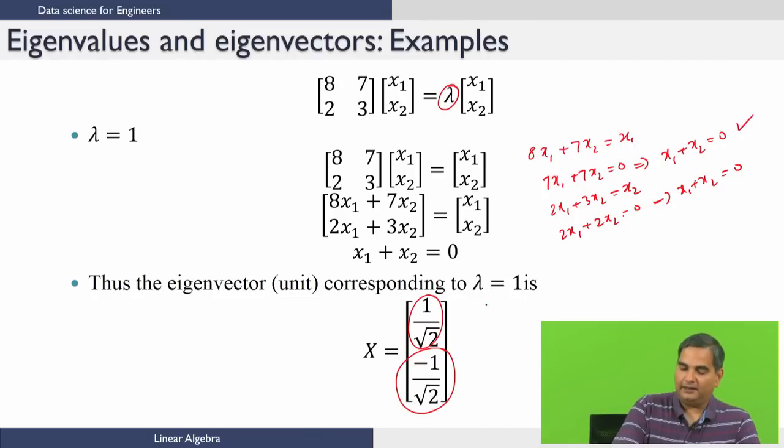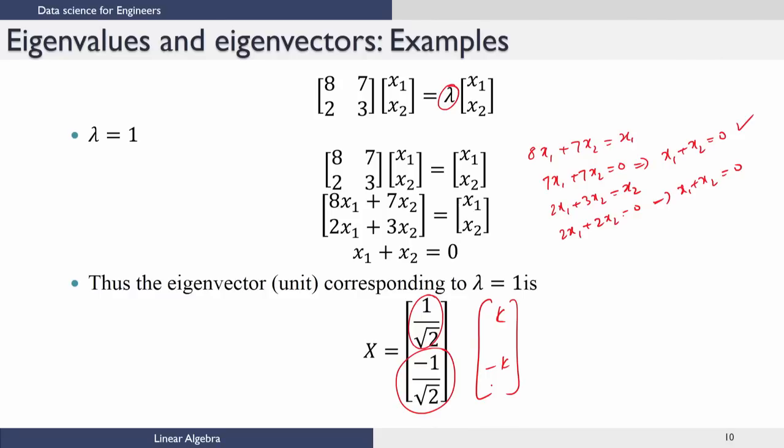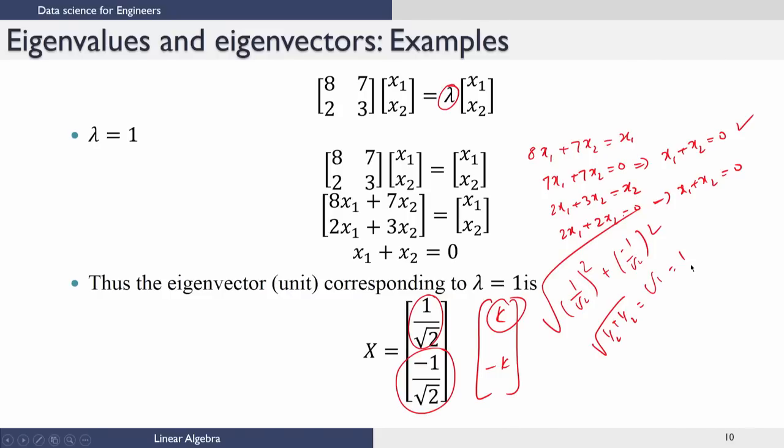And instead of picking any k, minus k as a solution here, we pick a k in such a way that the magnitude of this vector is 1. So, we know that the magnitude of this vector will be the square root of (1 by root 2) whole squared plus (minus 1 by root 2) whole squared, which will be root of half plus half, which will be root of 1 equals 1. So, that way we make this a specific eigenvector which has unit length.